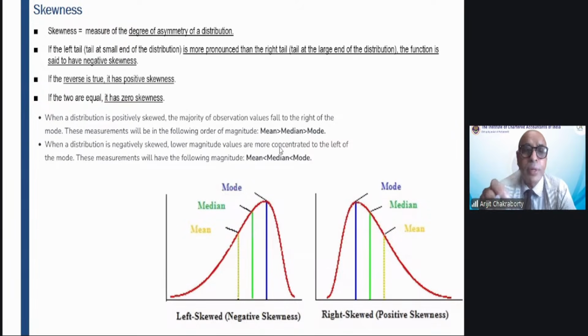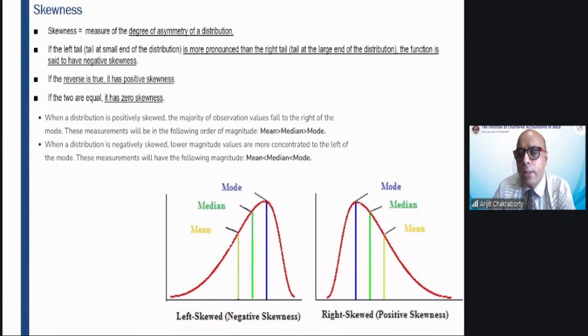So in this asymmetric curve, the first example you see, median comes in the middle, mode is on the right side and mean is on the extreme left. That means mean is less than median and median is less than mode. So this graph, you can see, is tapering towards the left side. It is called left skewed, also known as negative skewness.